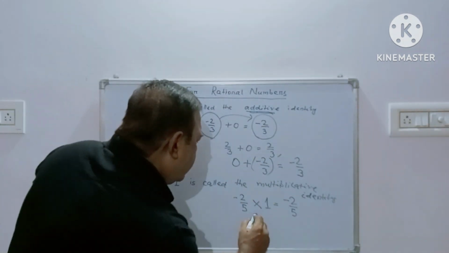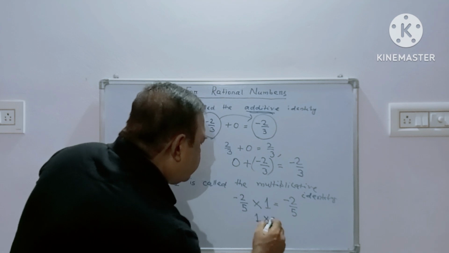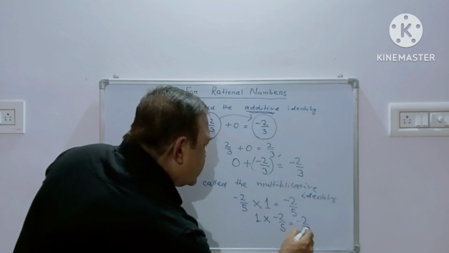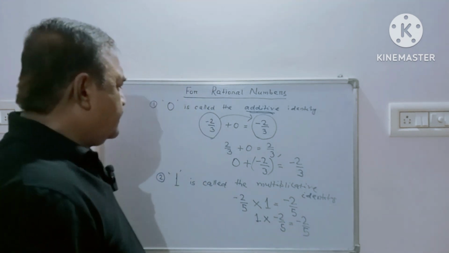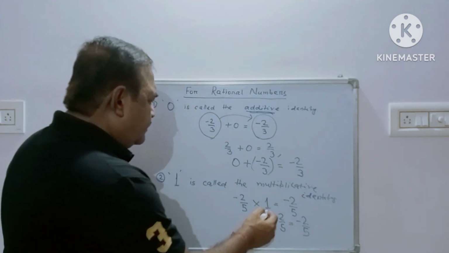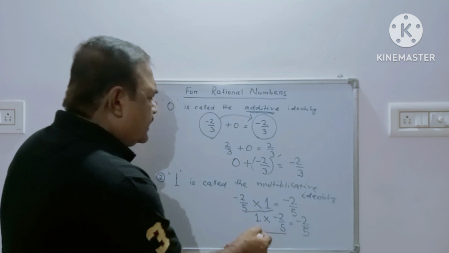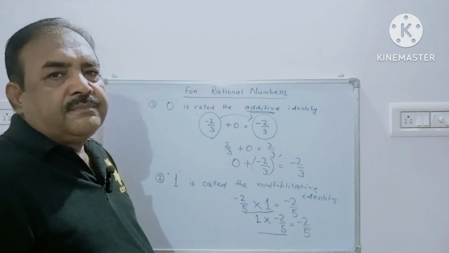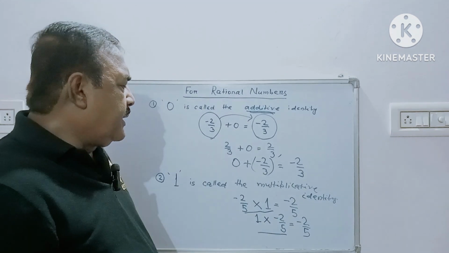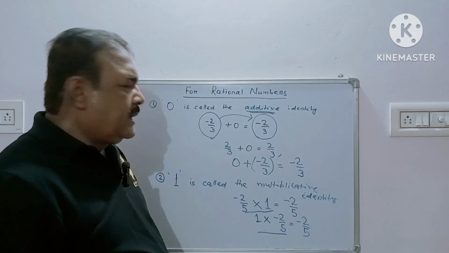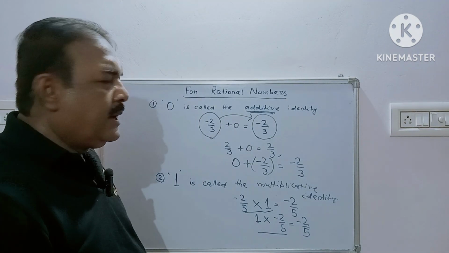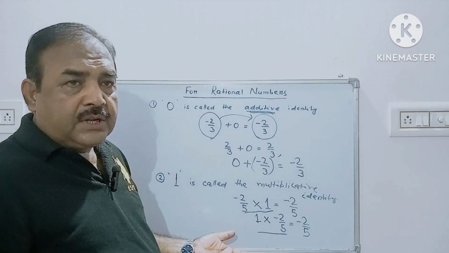You may write 1 first, that doesn't matter. Again the product is minus 2 upon 5, because this is the commutative property. The rational numbers show commutativity under multiplication also.